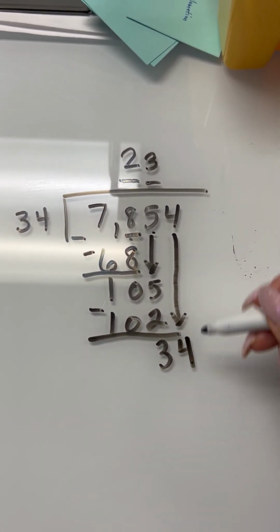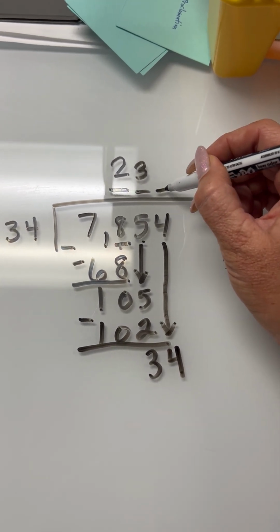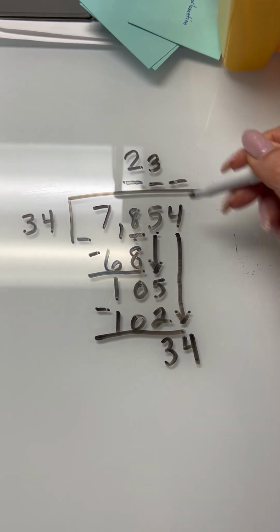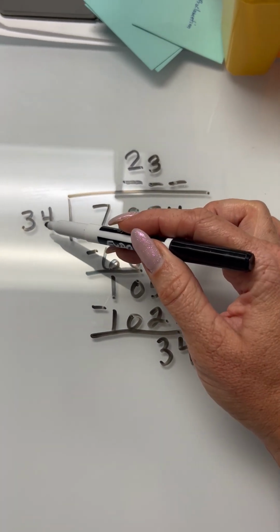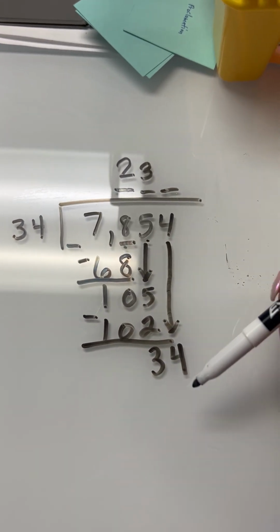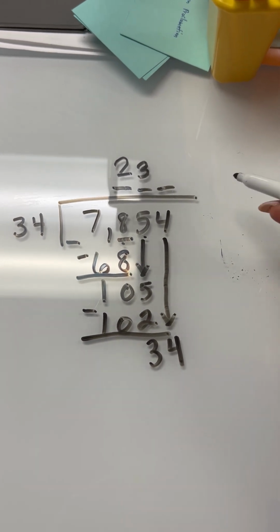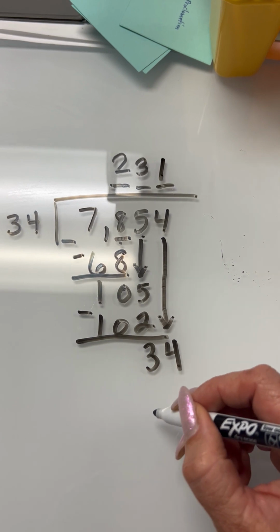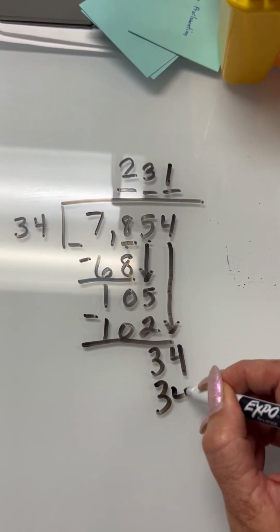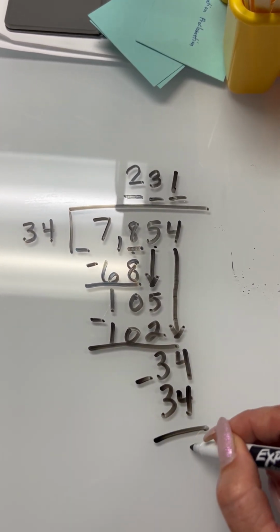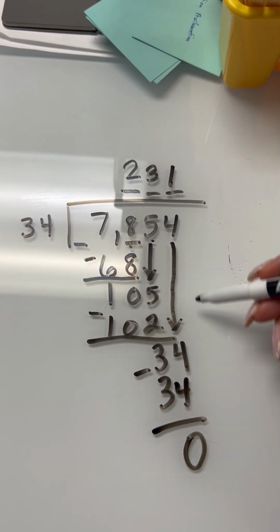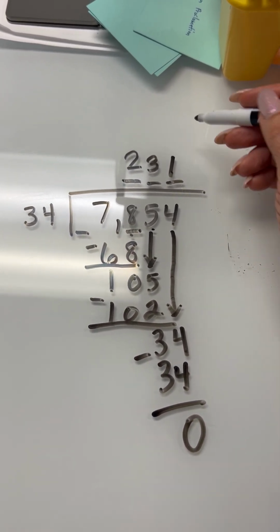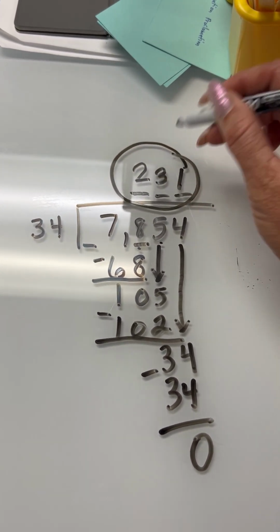Once again, I'm going to underline that digit in the quotient because I know that's where that number is going to need to go. Ask myself, how many times does 34 go into 34? I'm not going to have to do any math to figure that out because I know the answer is 1. 34 times 1 is 34. And the difference is 0. So no remainder because there's nothing else to work with. So my quotient is 231.